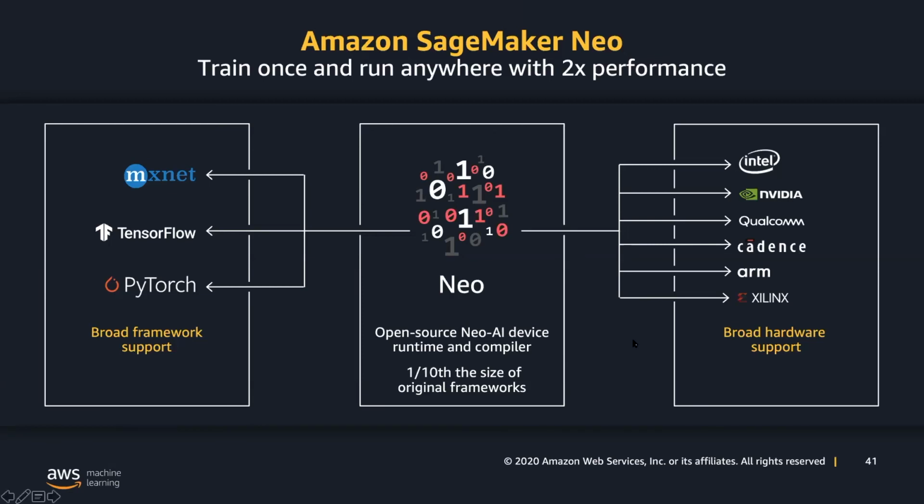SageMaker Neo is like a compiler for your model. It can take models built in these popular frameworks, and then you specify what kind of hardware you want to deploy on. Is it Intel, NVIDIA GPU, or ARM, or if I want to use something like an NVIDIA Jetson, some sort of edge device, that I want to deploy my models on. And Neo will basically act as a compiler.